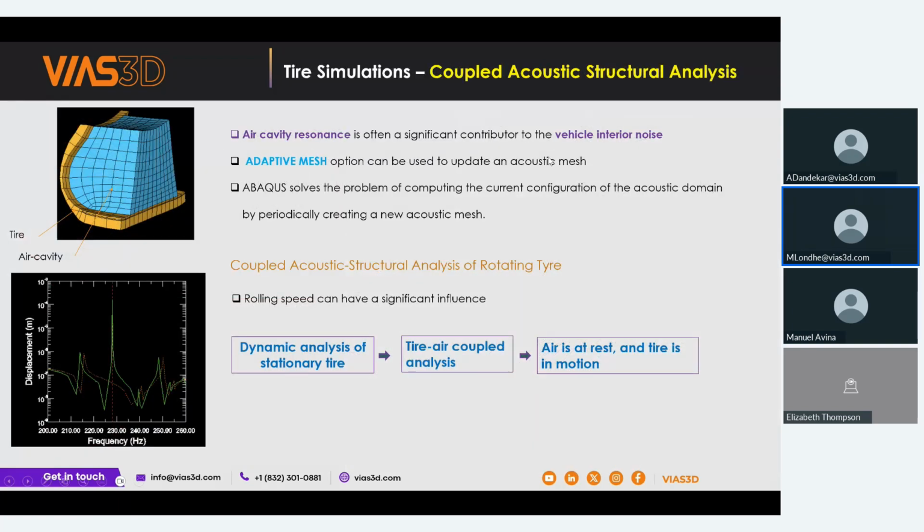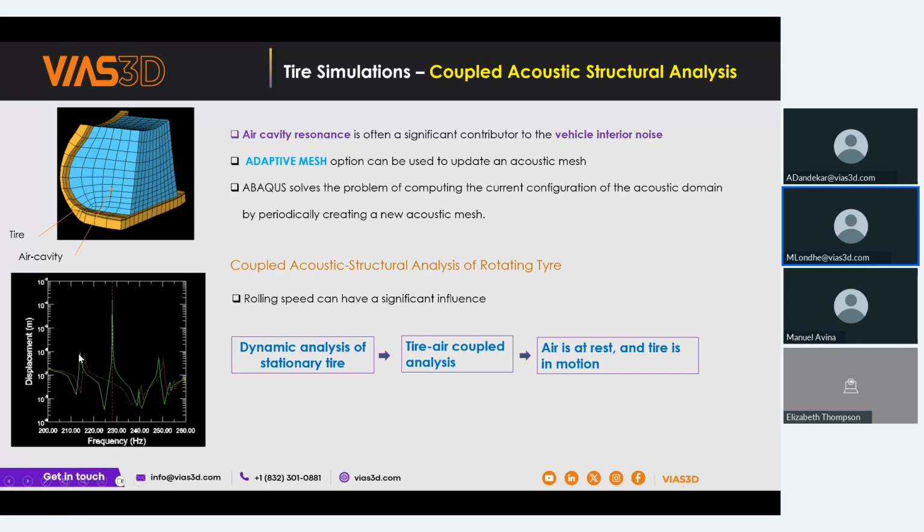After the vibrations, there is another important simulation in the tire domain, that is the coupled acoustic structure analysis. Generally in automotive, there is a vibration observed in the cabin around 200 to 250. If you simulate the tire only and do the FRF, generally it does not show any vibrations coming through the tire.